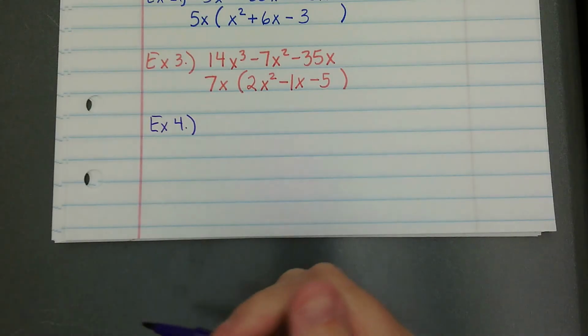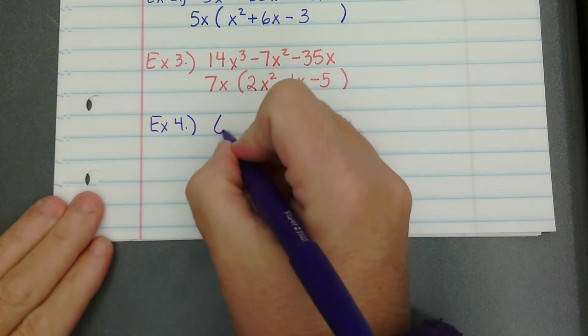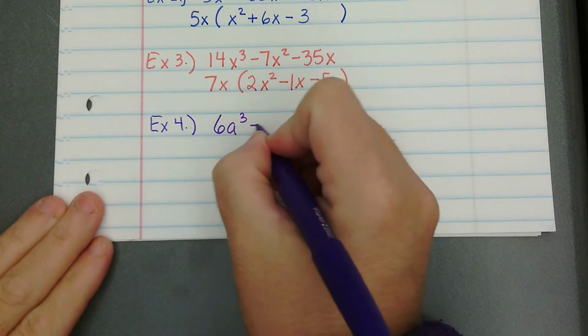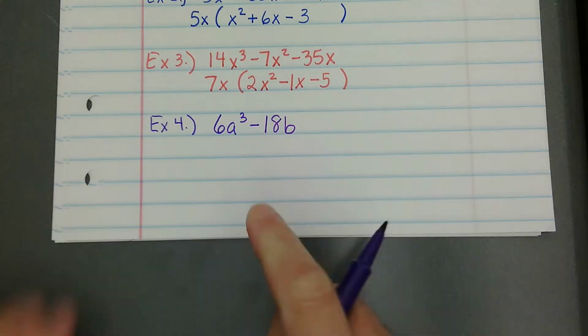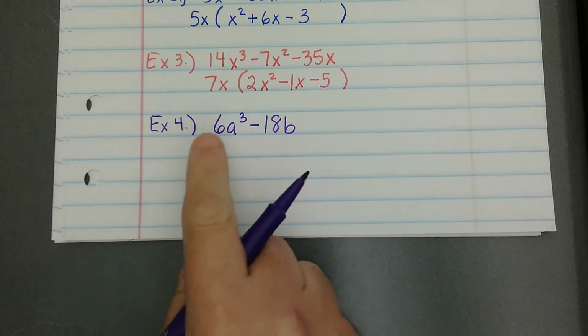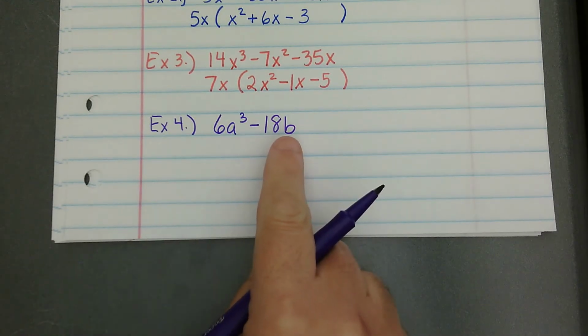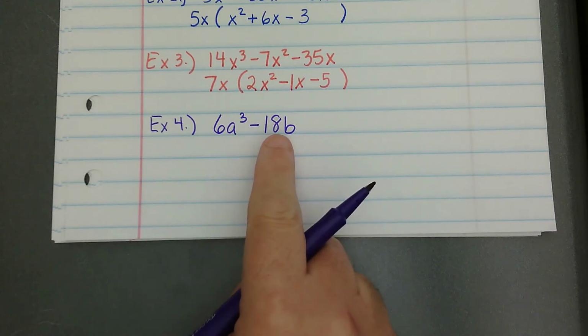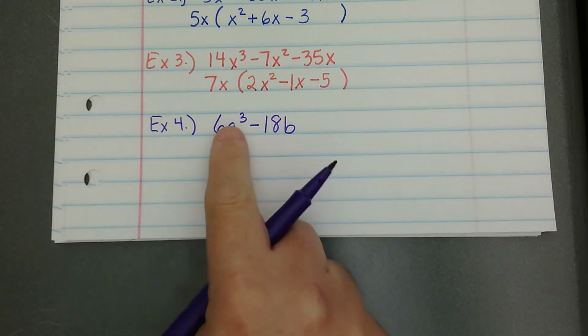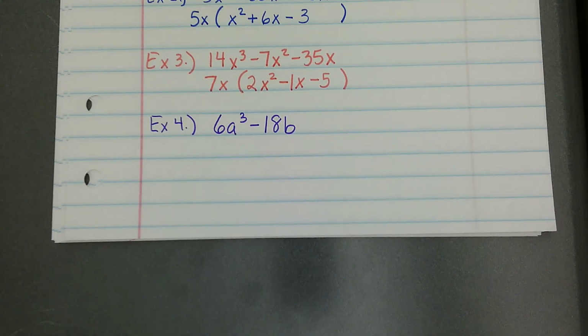For example 4, I've got 6a to the third minus 18ab. It's important for us to look at this one because it looks like it could be a difference of two perfect squares. The only problem is there's just a difference. 6 isn't a perfect square, 18 is not a perfect square, and that's an odd number. So the only thing we can do if we could factor this binomial is to do a GCF.